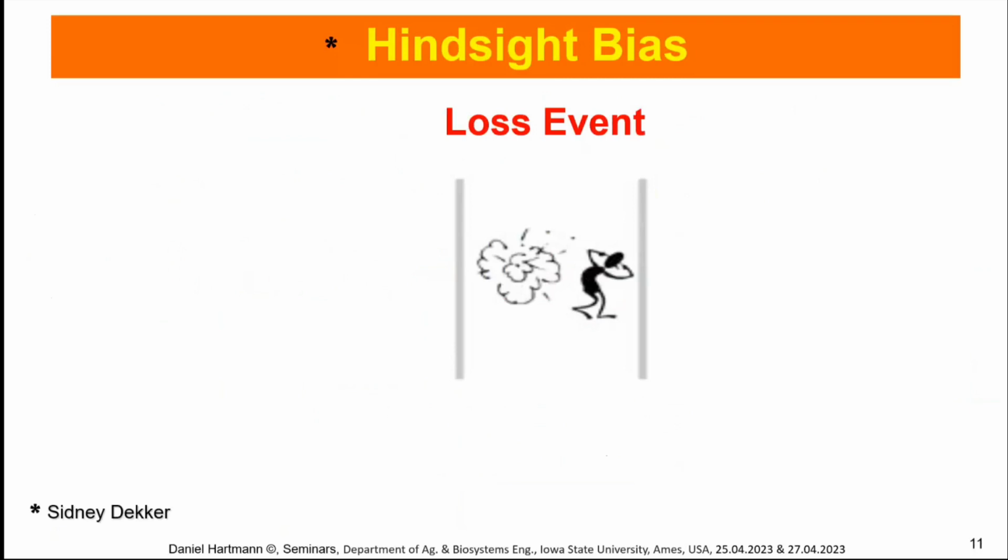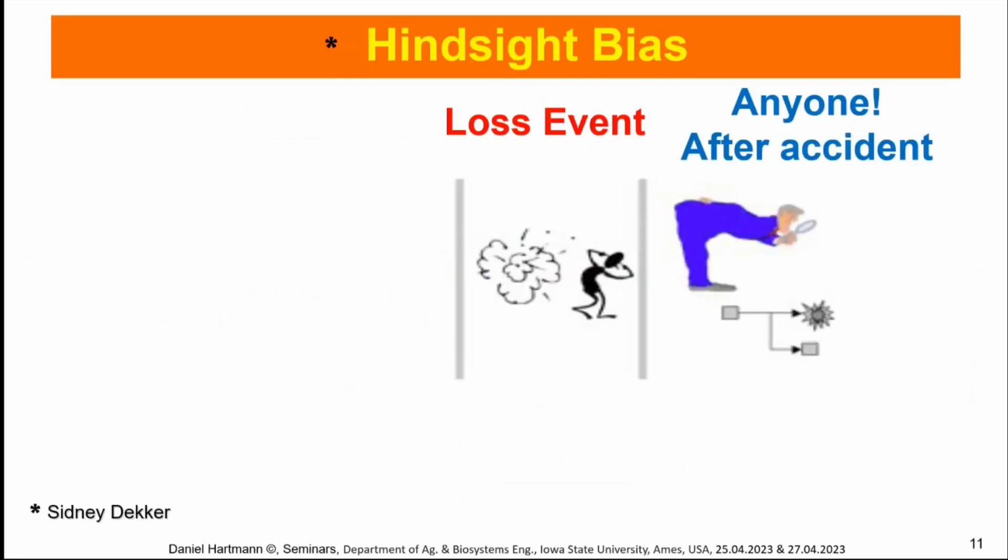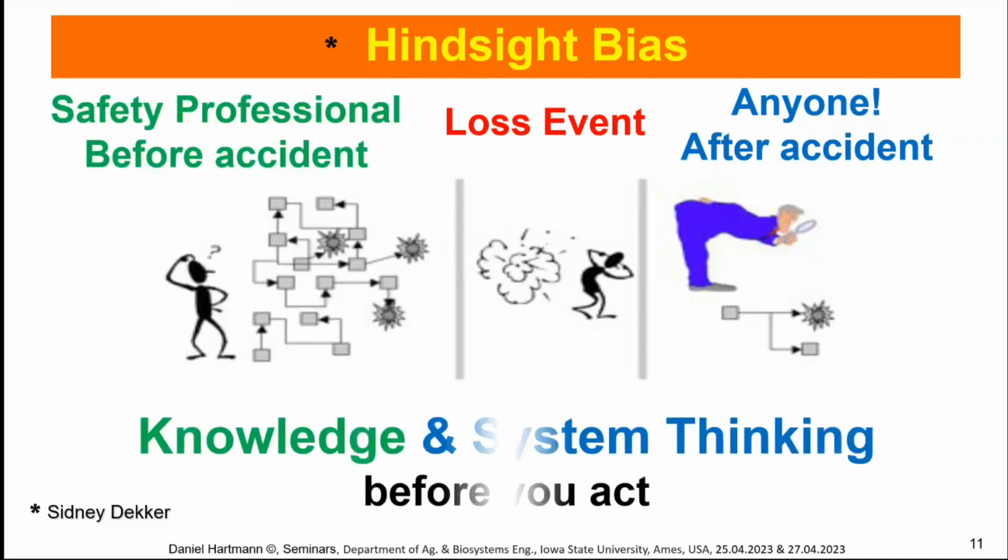So we have a loss event. Something explodes. It's just an illustration. And immediately afterwards, everybody knows what went wrong. Everybody can say, oh, this was wrong, he is to blame. But our place is elsewhere. Our place is before the loss event, before the accident. We have to look at the system, and the best viewpoint is when we have a concept for a system or when we design it, when we start to build it, and to look for all the possible places where something can go wrong. So again, we need knowledge and system thinking before we act, and then we will probably have a better, safer system.